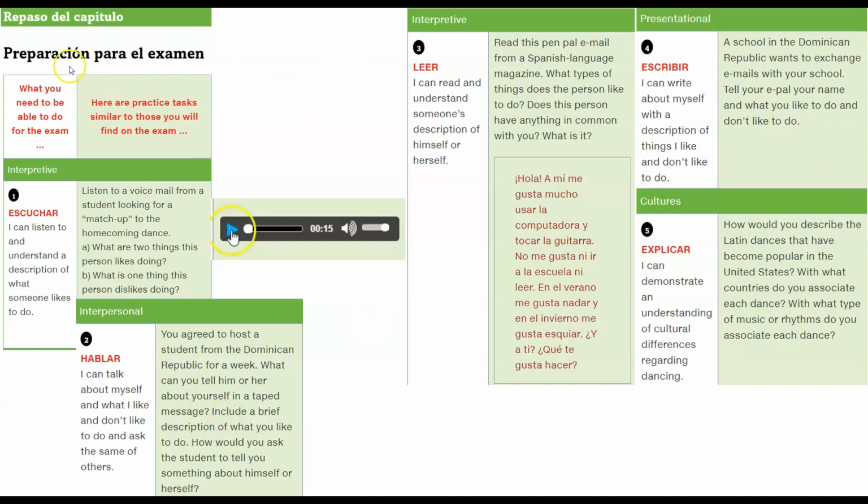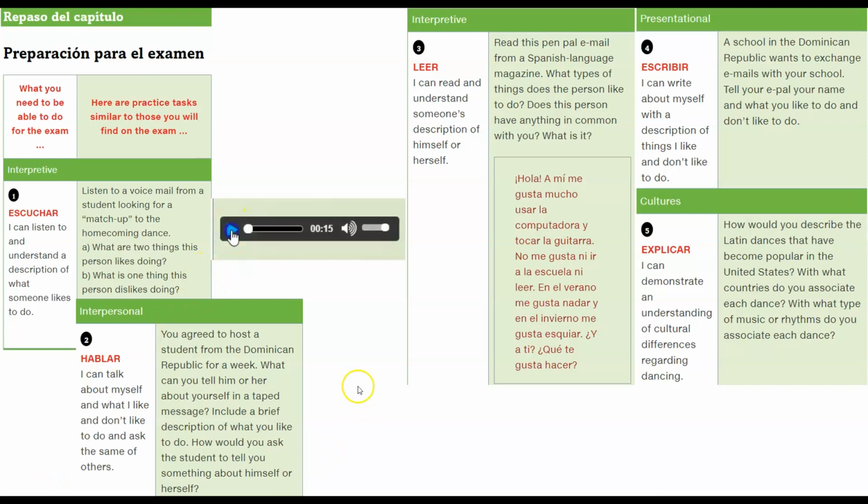And to prepare you for the exam, preparación para el examen, repaso de capítulo, review of the chapter. So what you'll need to be able to do. So listen, I can listen to and understand a description of what someone likes to do. You're going to listen to a voicemail from a student looking for a matchup to the homecoming dance. What are 2 things this person likes to do? What is one thing this person dislikes doing?